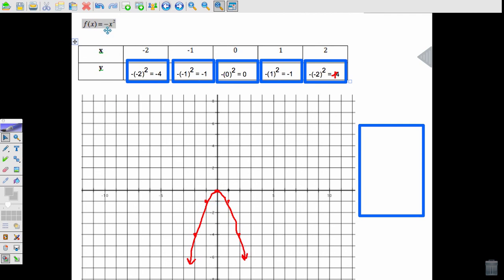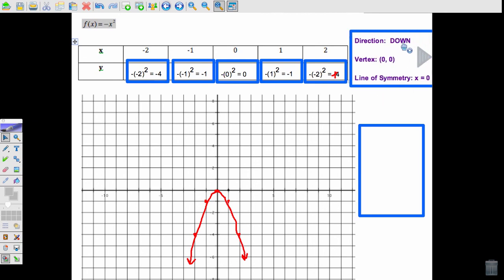Now you can see our parabola is upside down. Take a look at our equation. What do you think makes it upside down as opposed to upside right? Well, it's the negative sign in front of the squared term. So the direction is down in this case. Our vertex is still 0, 0, and our line of symmetry is x equals 0.